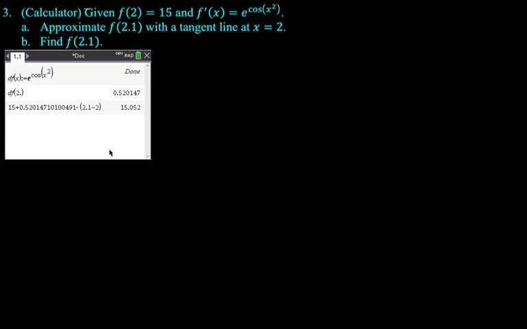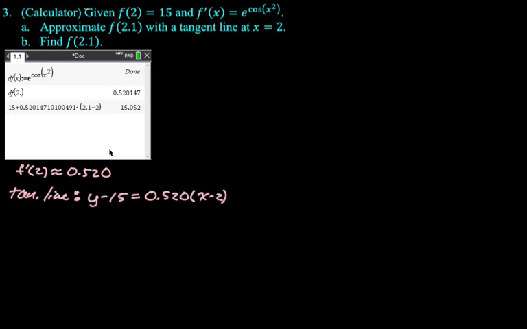Here's what I would write down, I guess. F prime of 2 is 0.520, because 3 decimals always, unless otherwise stated. So I'm going to write that. You could also do more than 3 decimals if you're uncomfortable with that or you're not sure how to round or whatever. The tangent line then is going to be y minus 15 is 0.520, quantity x minus 2, and then f of 2.1 is going to be 15.052, approximately.